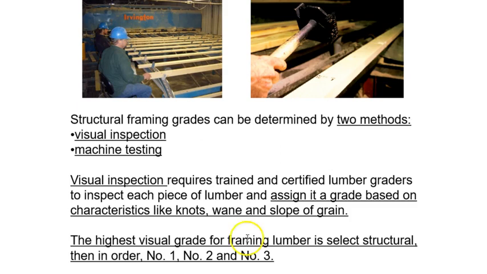Alright, so on to grading here. So there are two different methods for grading wood. One is visual inspection. That's what we see both of these pictures are. We see these inspectors sitting and grading the wood as it passes in front of them. The other is machine testing. So visual inspection requires a trained and certified lumber grader. That's these gentlemen again, to inspect it and assign a grade based on characteristics such as knots, wane, and slope of grain. So we discussed the knots, we discussed the slope of the grain, and the wane would be when an edge of a board is missing.